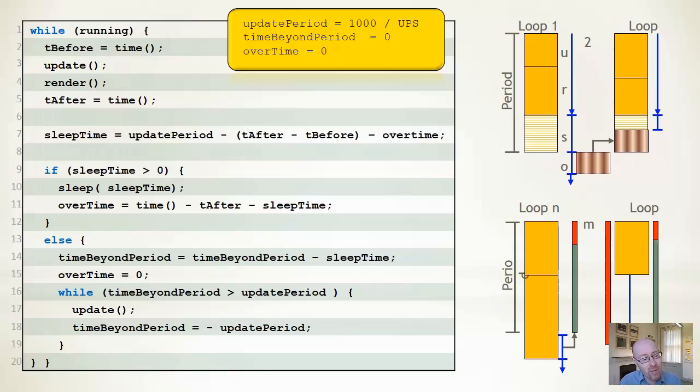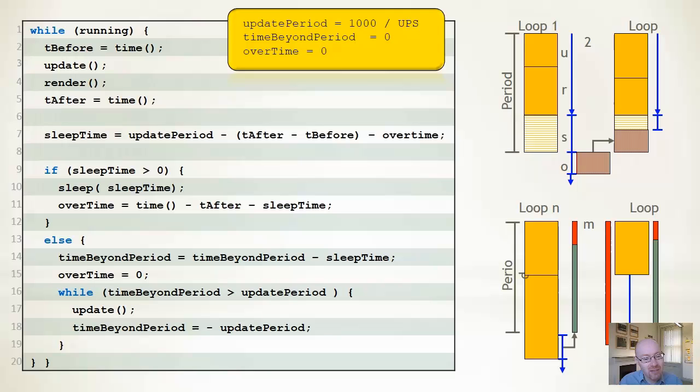At line 13 we have our else. Now this is the else to the if, and it will trigger if sleep time is negative or 0, but negative is the particular thing we're interested in. So at line 13 else, we don't need to go to sleep. And if we don't need to go to sleep, it means that we are actually struggling to keep up with our target. We don't have any spare time.